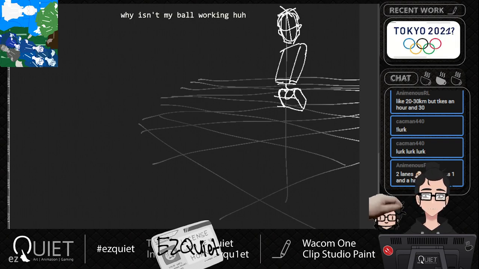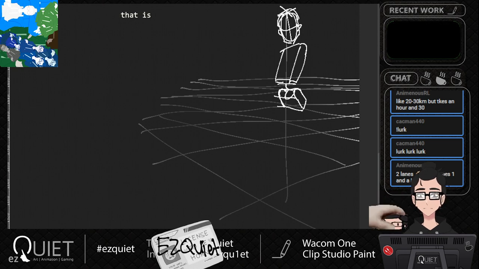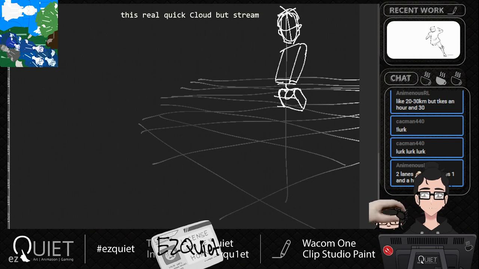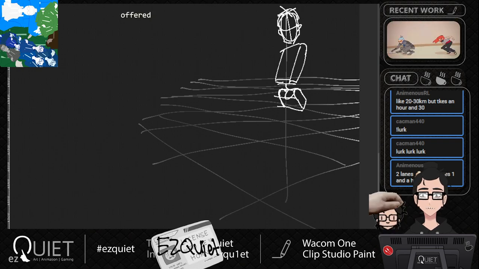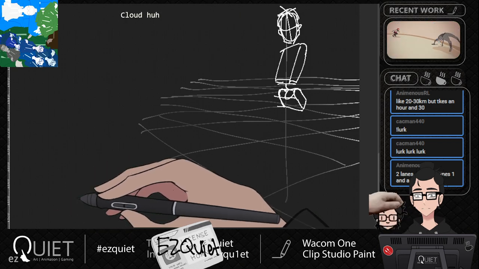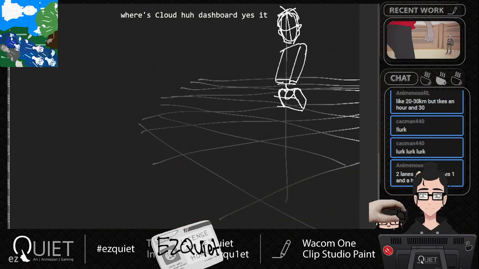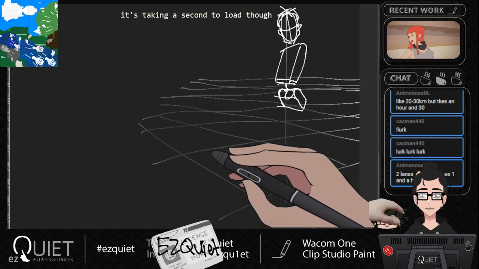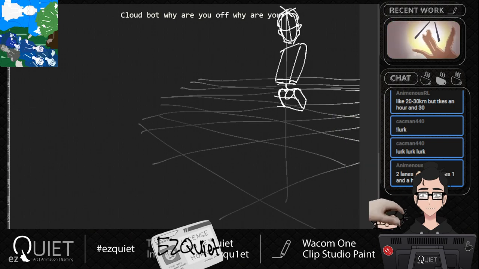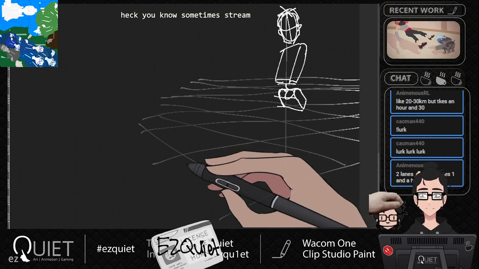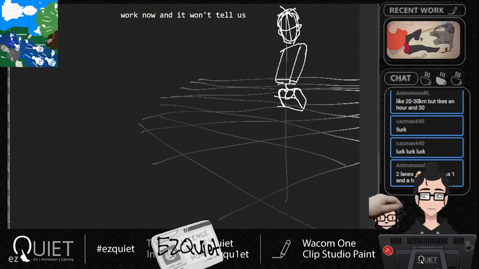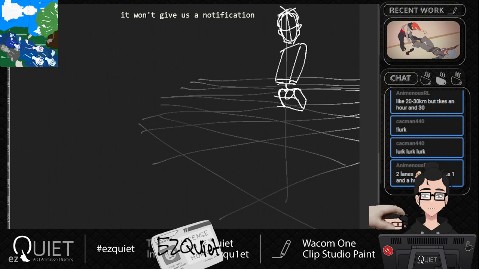Wait, why isn't my bot working? What's up with that? Is CloudBot off? It's possible, you guys. I'm gonna fix this real quick. CloudBot. Streamlabs. Wait, actually, Streamlabs offered this new way of opening it that's super fast. Let me see if I can do that. Where's CloudBot? Dashboard? Is it this? Yes, it is. Okay, it's taking a second to load, though. It's taking a hot second. Okay, where are you at, CloudBot? Why are you off? It is off. What the heck? Sometimes Streamlabs will update CloudBot and it won't tell us. It won't give us a notification or anything, and it just turns itself off.